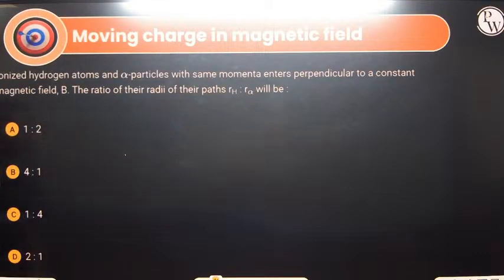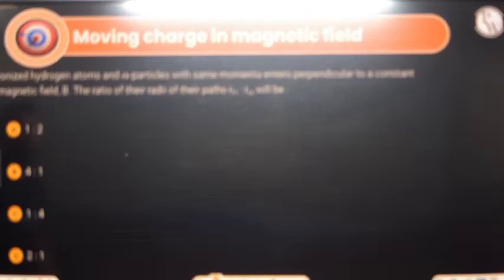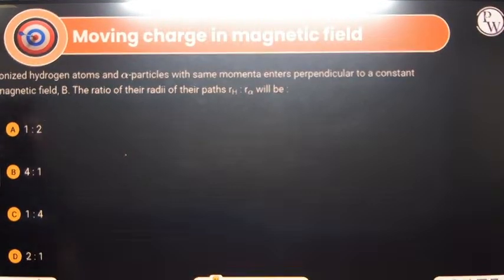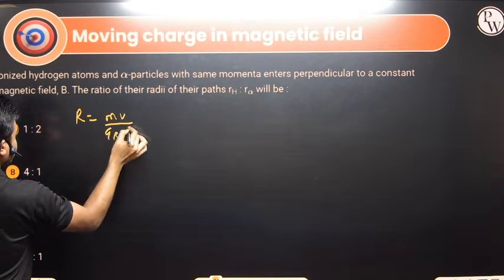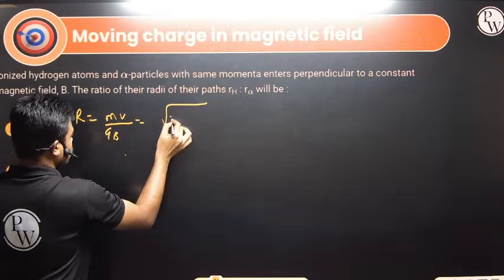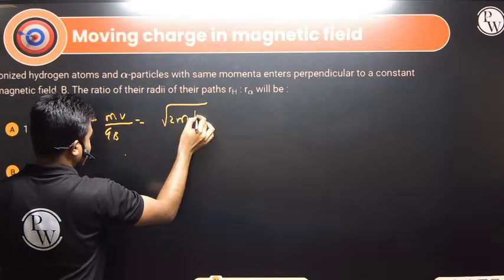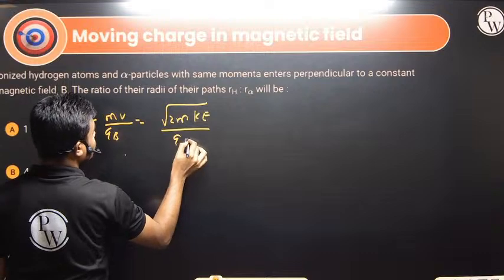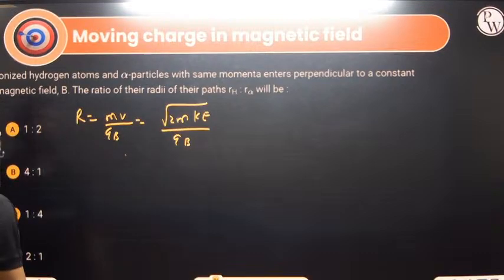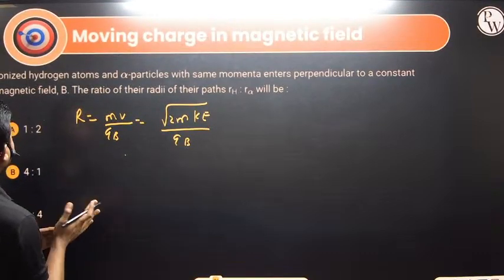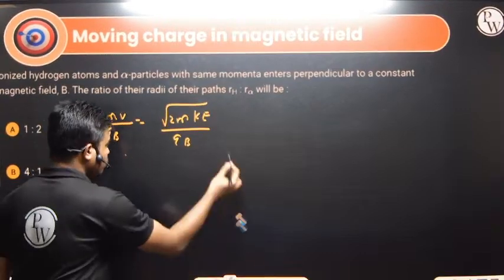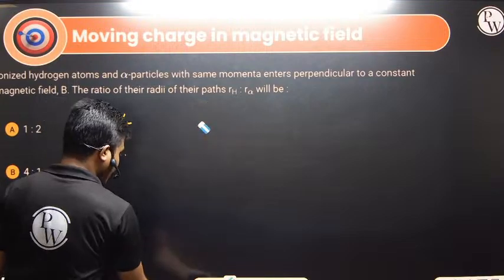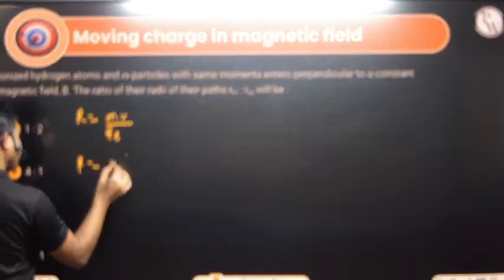Ionized hydrogen atoms and alpha particles with the same momenta enter perpendicular to a constant magnetic field. Find the ratio of the radii of their paths. The radius depends on mv by qB, and one more formula that we discussed, mv equals under root 2m kinetic energy, divided by this. But the particles have the same momenta, so that one is not required. Radius is given by p by qB.